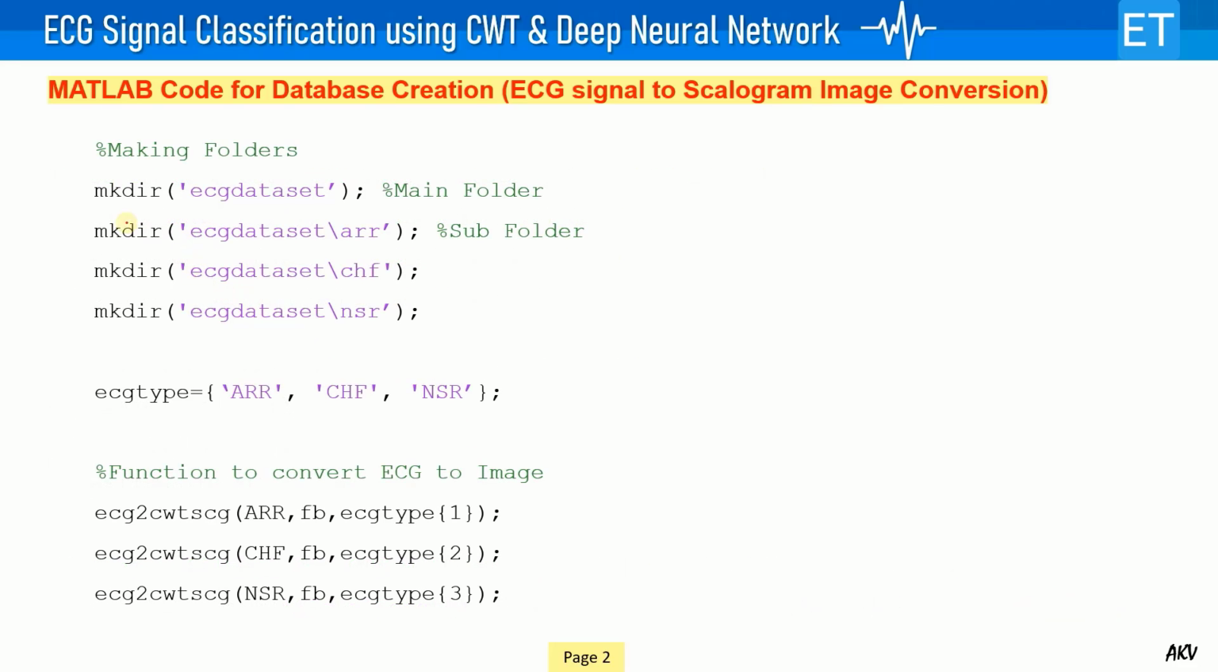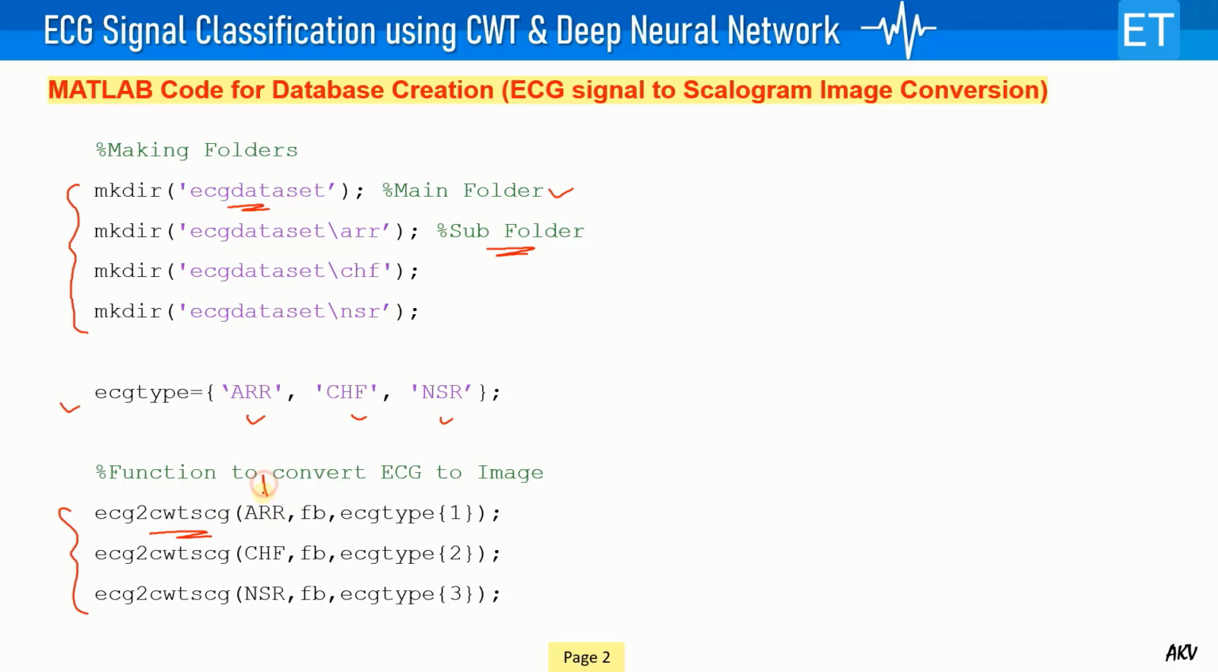And here we are making the following folders in the current working directory. First we will make a main folder with the name ECG dataset, and inside this folder we will create 3 subfolders named ARR, CHF, and NSR. These folders will carry all the corresponding images. And this is a cell array, which carries the names as the strings ARR, CHF, NSR. And here we will use a function ECG2CWT SCG. This function is not a MATLAB function. It is my custom function which I have made to perform this task.